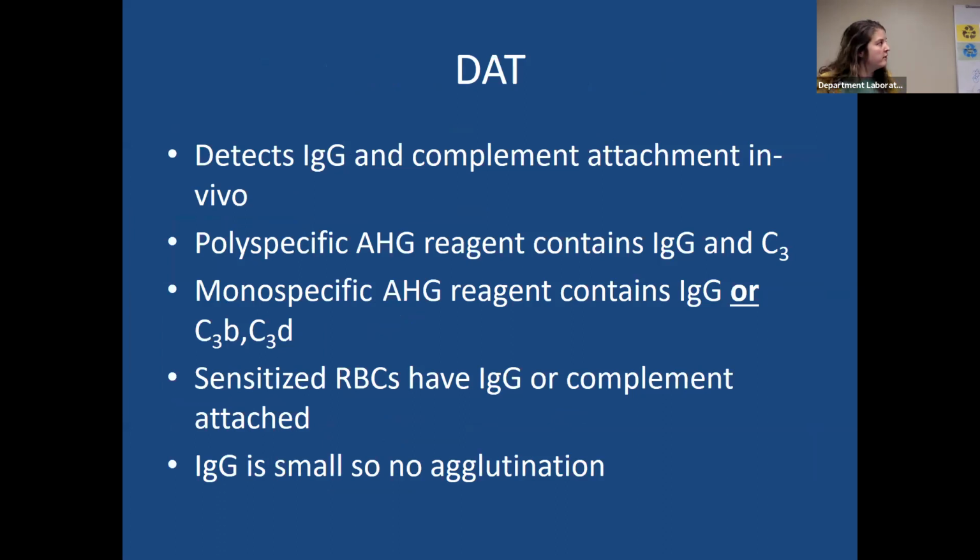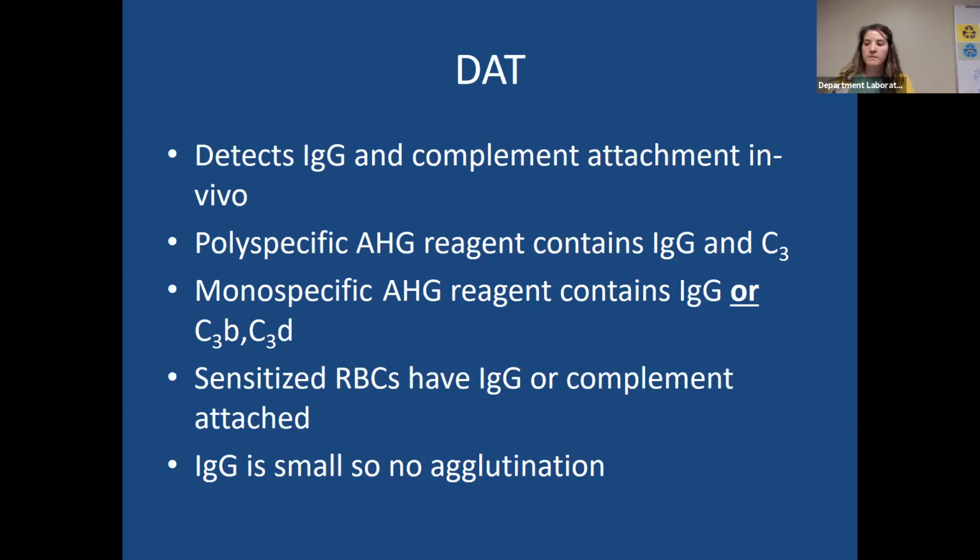All right, so let's talk about our DAT. You guys remember the difference between the DAT and the IAT. The DAT is your direct antiglobulin test. We are detecting if an antibody or complement has attached to the red cells in vivo. So it's already happening inside the patient. We are not inducing it. We're detecting what has happened inside the patient. That's the biggest difference between the DAT and the IAT. The DAT detects what happened in vivo.